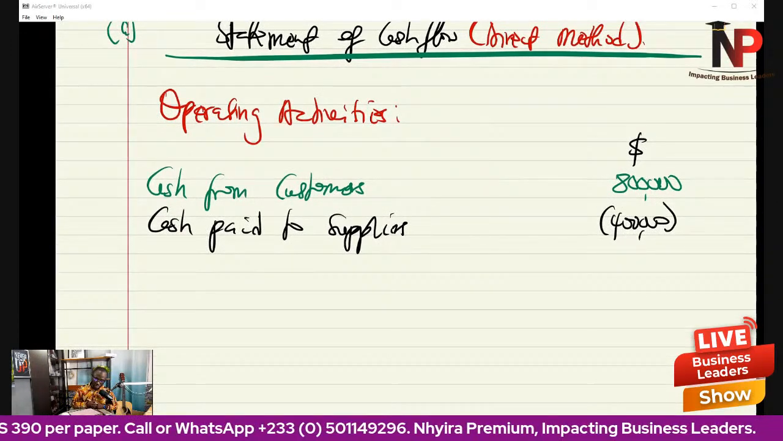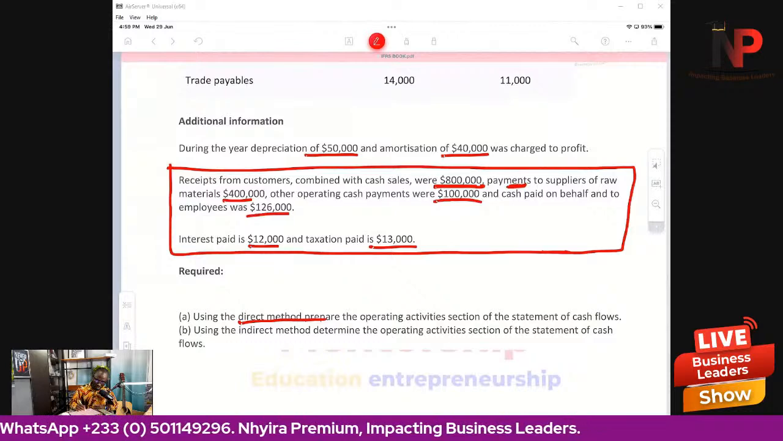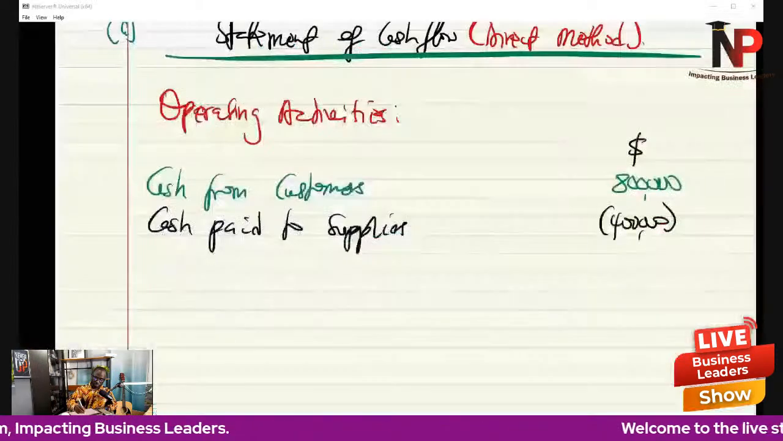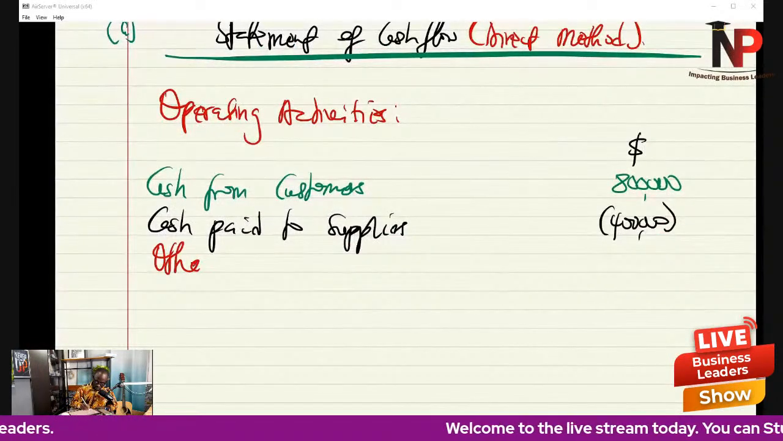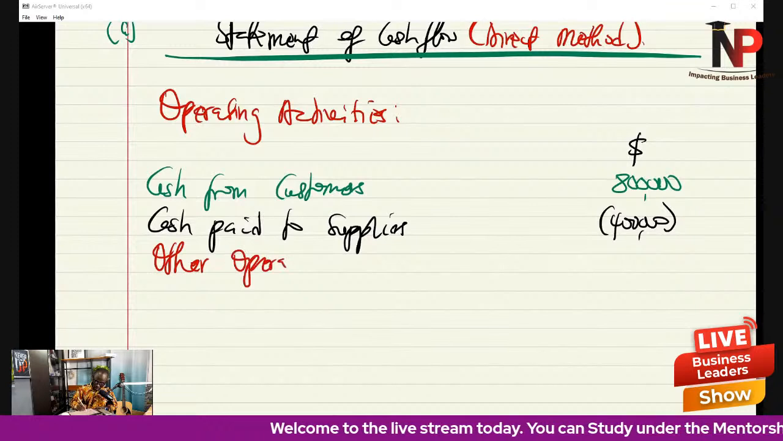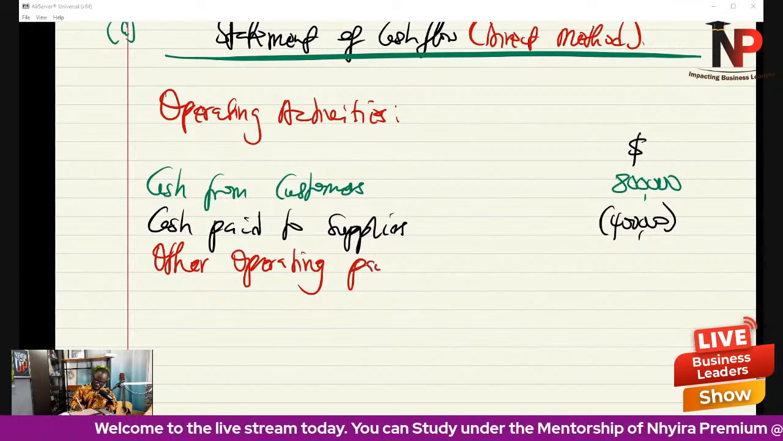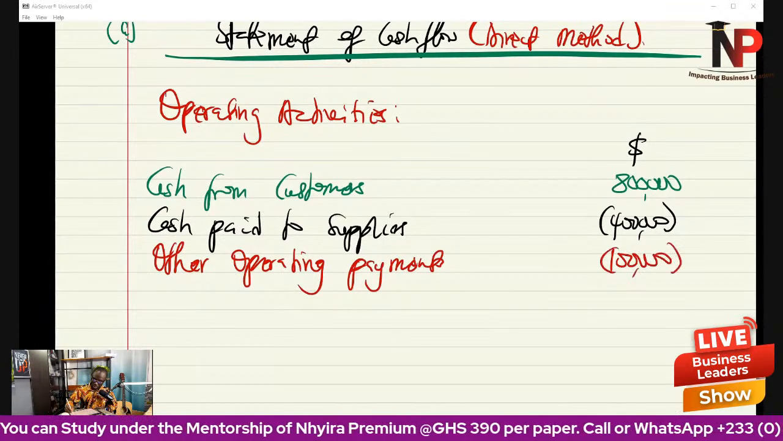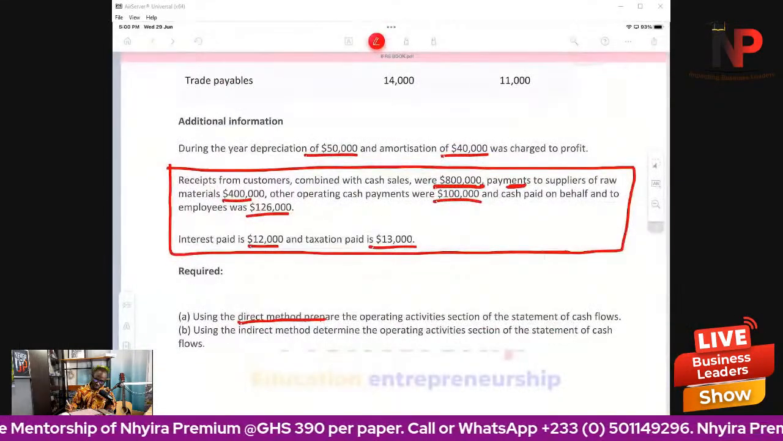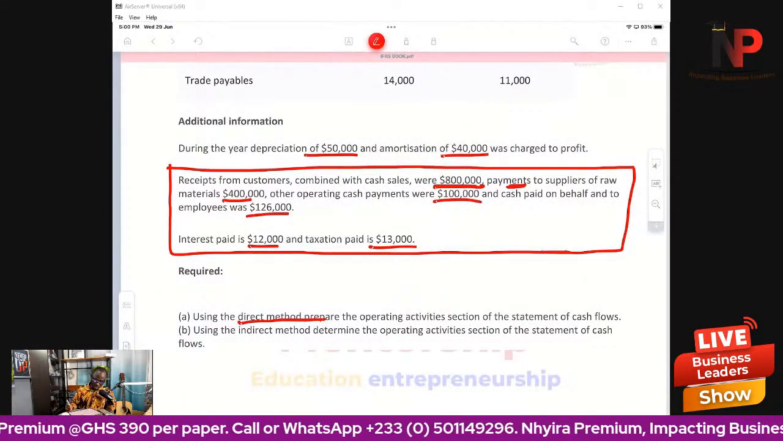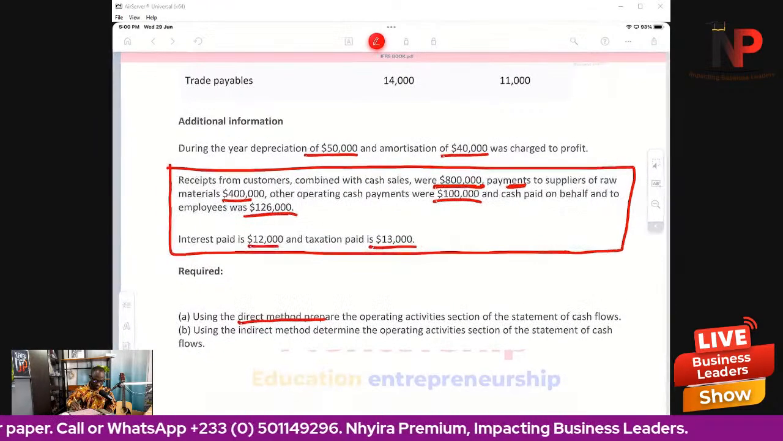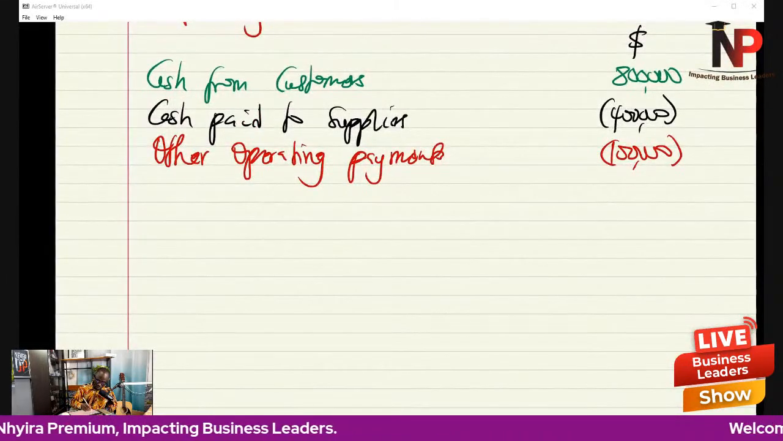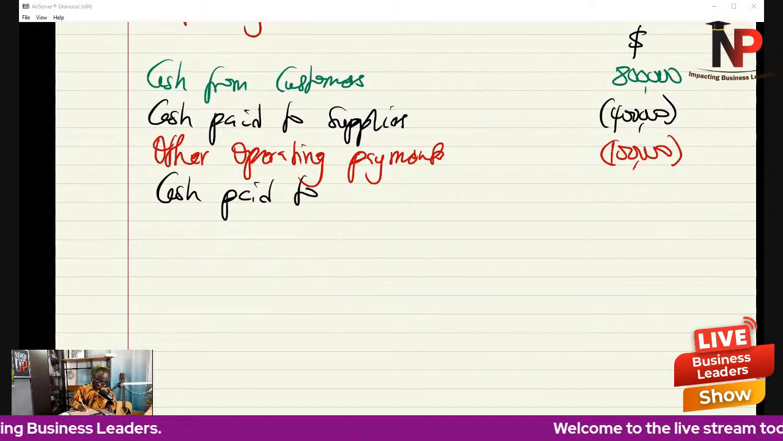Next one, other operating cash payments were 100,000. You bring it up. Other operating cash payments, 100,000. That is also an outflow. Next one, cash paid on behalf of and to employees, 126,000. So cash paid to employees.